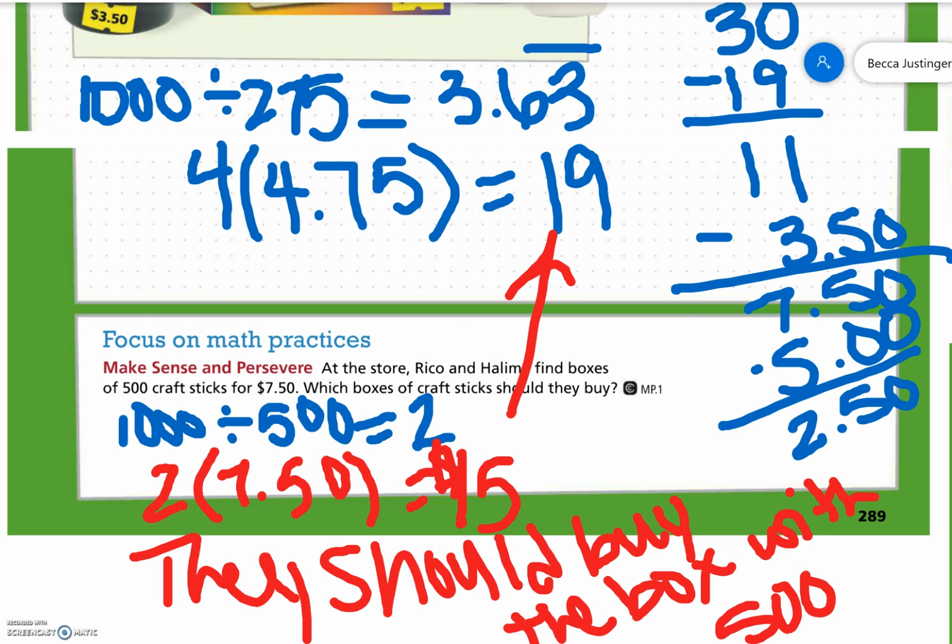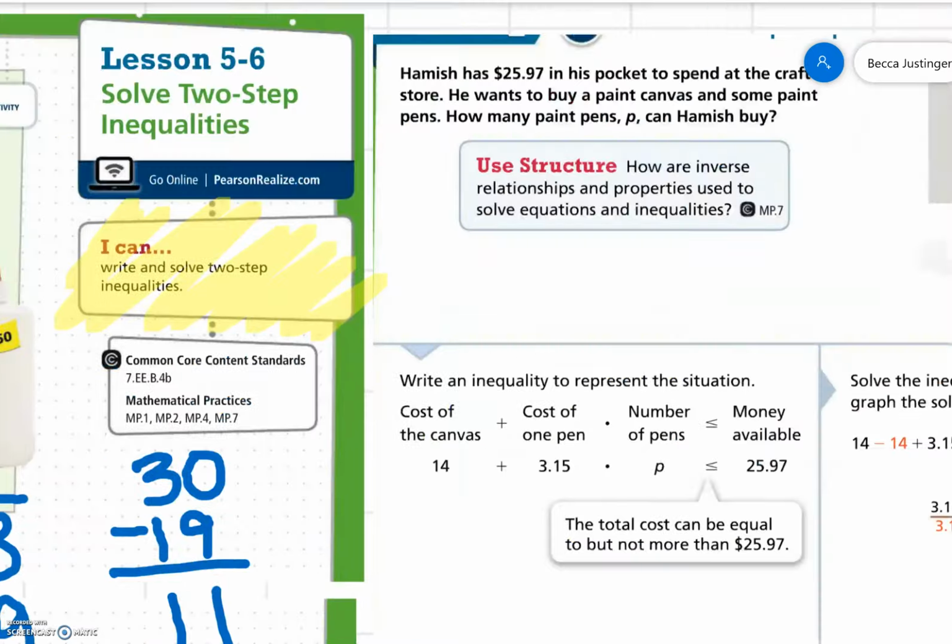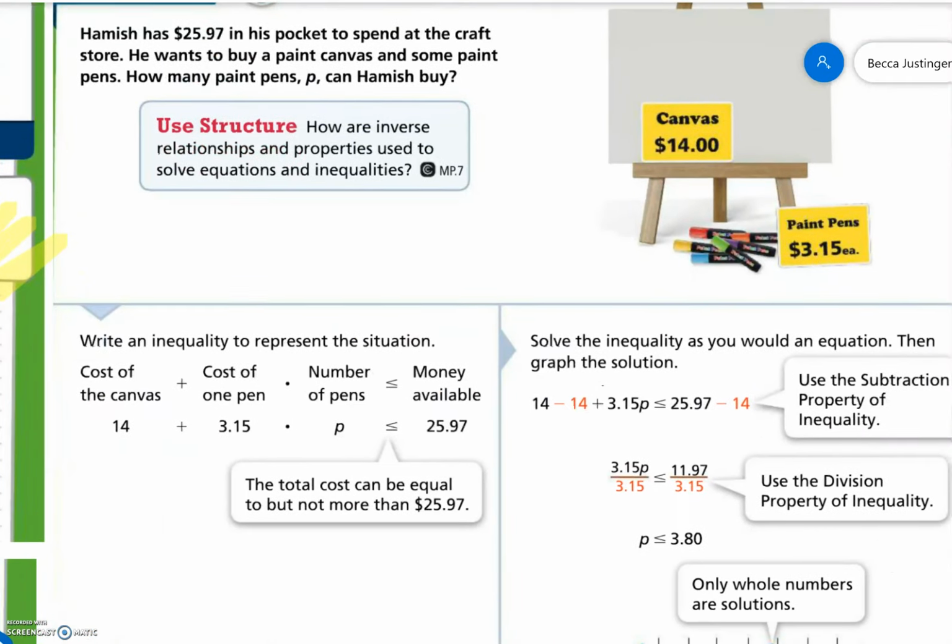All right, example number 1. Hamish has $25.97 in his pocket to spend at the craft store. He wants to buy a paint canvas and some paint pens. How many paint pens can Hamish buy?